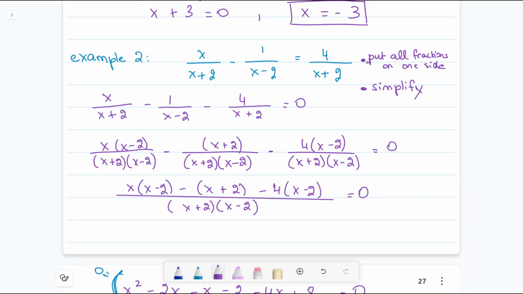So in this example, we saw that the first step, we put all fractions on one side. Second step, we simplified, and third step, we solved.